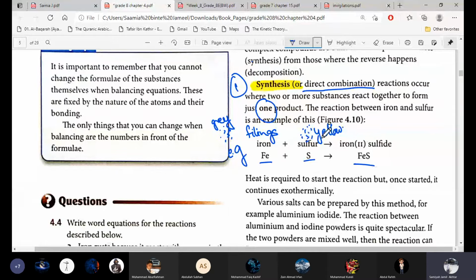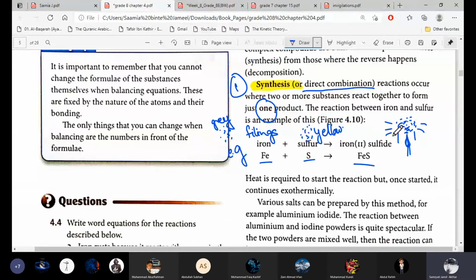So when we try to react them, we have to mix them. It will form a mixture of two powders, a mixture of yellow and gray. They will not react with each other unless we heat them. So the start of this reaction is endothermic. We have to heat this mixture. They will absorb the heat, the powder will melt, and then they start reacting with each other.